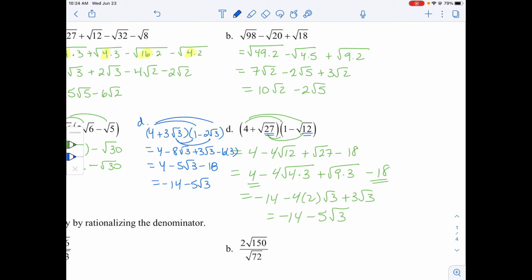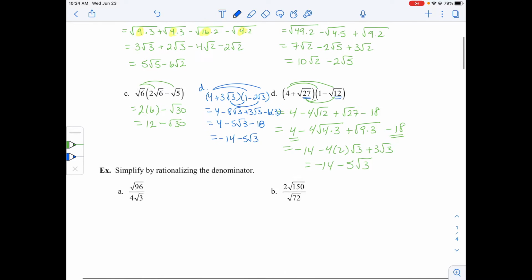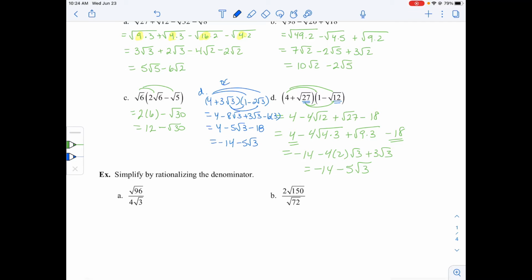Okay, we've done it two different ways. And just keep in mind when you're multiplying, you multiply the coefficients and you multiply the radicals separately. Okay? So for question D here, the second way we simplified first.